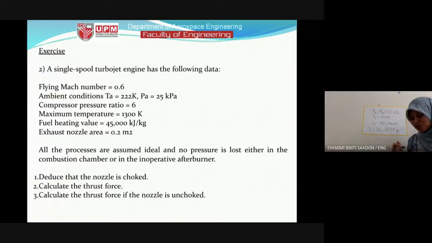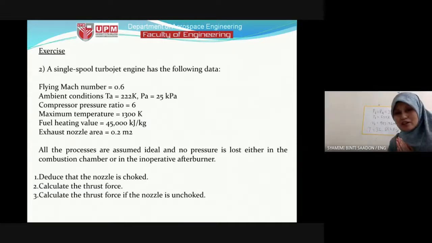So for the unchoked nozzle, the thrust is higher than for the choked nozzle. Unchoked is like the ideal case. So that's it, 36.65 kilonewton for unchoked. Number 3.